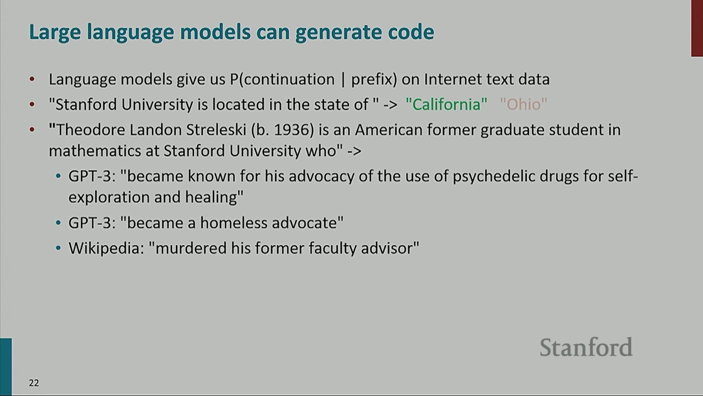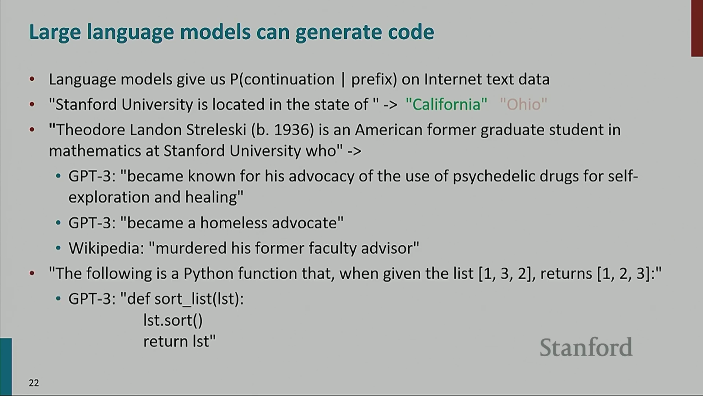Language modeling is quite hard. It's a really, really hard problem because, as John talked about in his lecture, a lot of things can be reduced to language modeling. So if I say Theodore Landon Streleski, a former grad student in mathematics at Stanford, for example, and I ask GPT-3 to give plausible completions, it says he became known for his advocacy of the use of psychedelic drugs, or a homeless advocate. And these sound plausible maybe. The ground truth in this case from Wikipedia is that he murdered his former advisor, which might be quite hard to predict given this prefix.